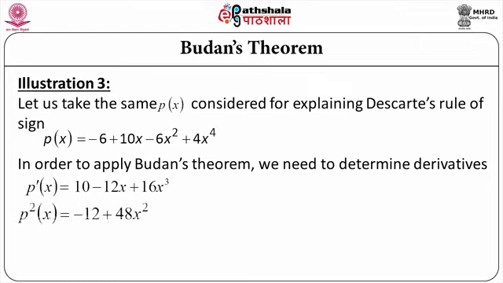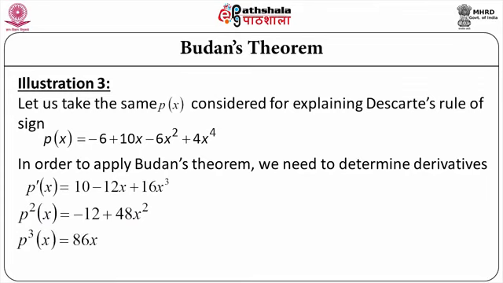Similarly, let us find the second order derivative. So, p 2 x, we differentiate p dash x. So, we get the second derivative of p. 10 is constant, so it becomes easier and easier to get the successive derivatives. So, minus 12 plus derivative of x cubed is 3x squared, so 48x squared. Differentiate this again.